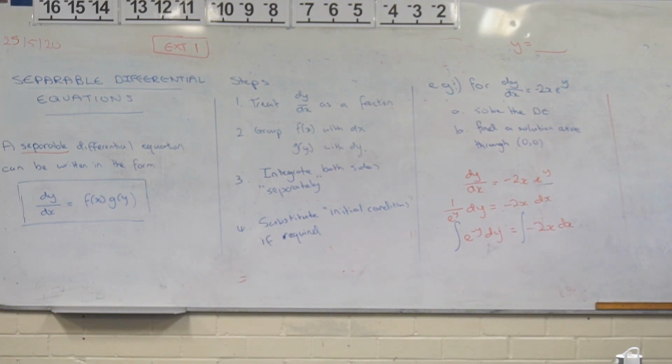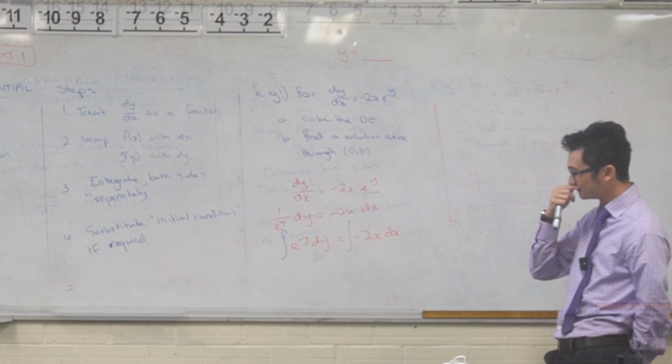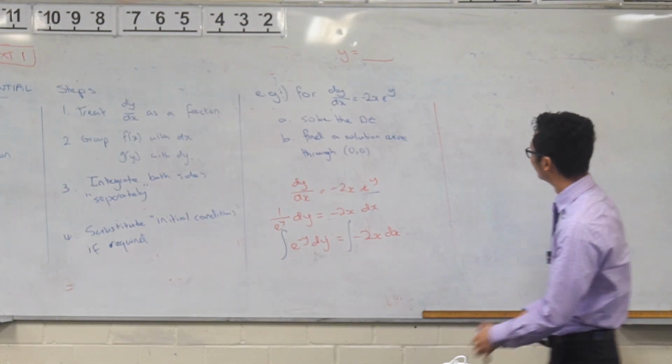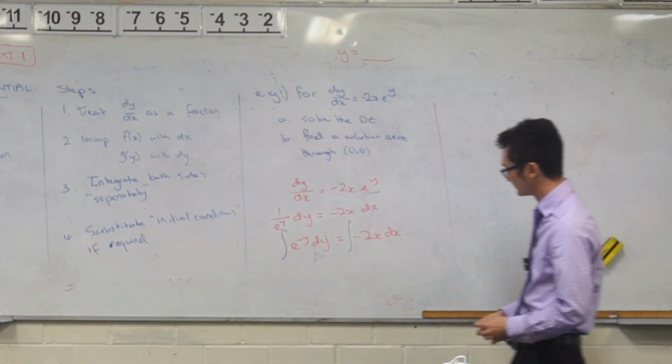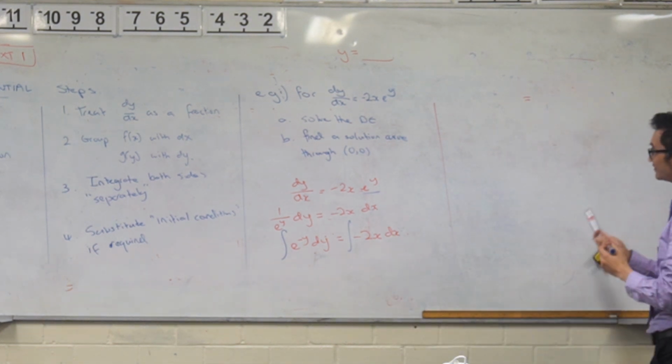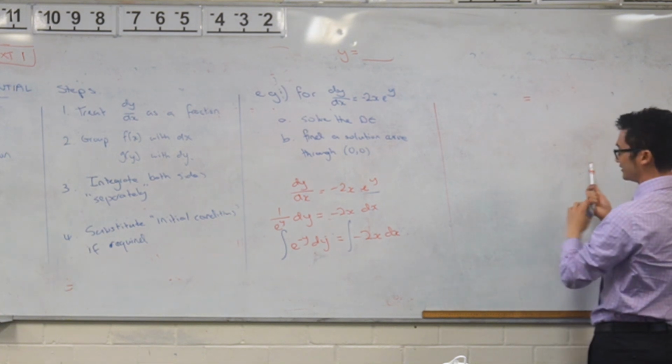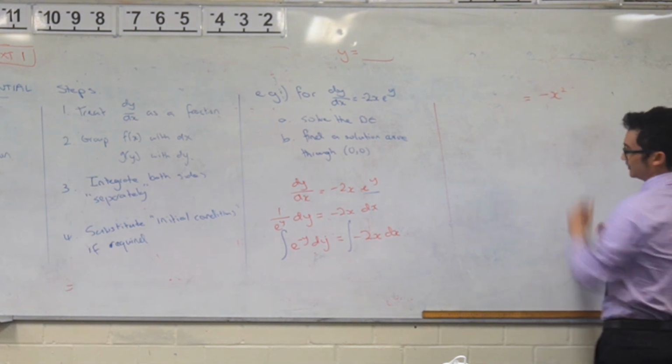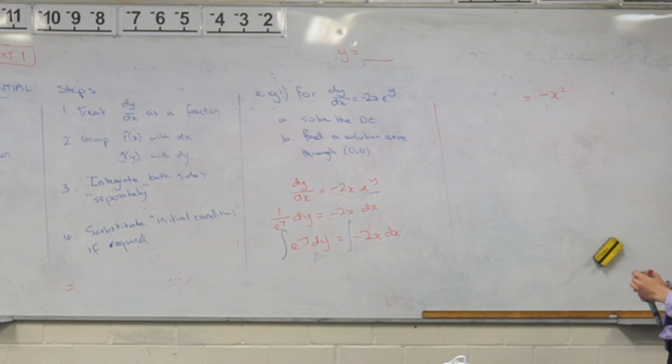When we integrate this, James, what are we going to end up with? Which side is easier for you? I mean, the minus 2x is easier. Yeah, let's do the right hand side then. What do you get? Minus x squared. Minus x squared over here. That looks good.